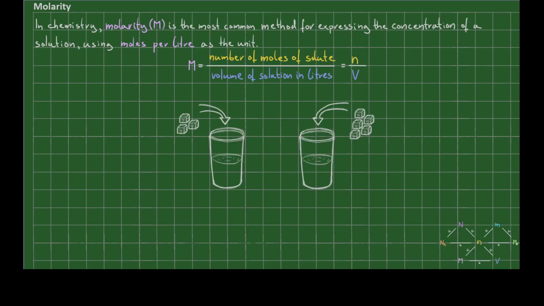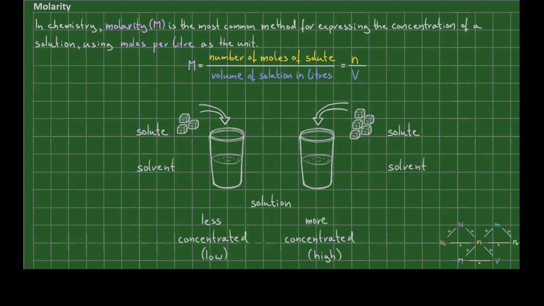Suppose that I have 2 cups of water. To the cup on the left, I'm going to add 3 cubes of sugar, while the cup on the right will end up with 5 cubes of sugar. The cubes of sugar are the solute, the water is the solvent, and the sugary water that we end up with is the solution. A solute will dissolve in a solvent to give a solution.